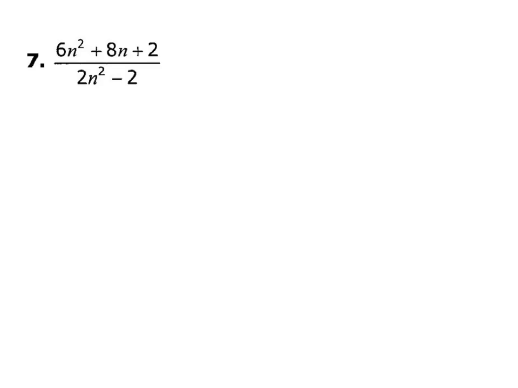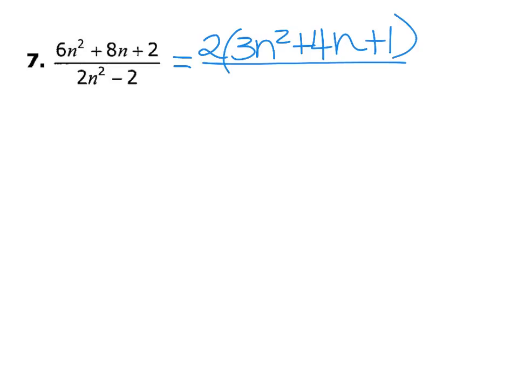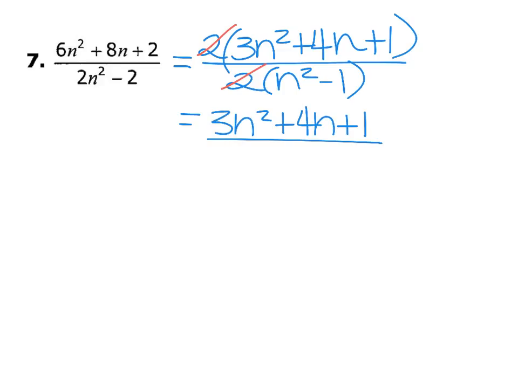All right, number 7. So number 7, the first thing we want to do is take out a GCF. So both our numerator and denominator have 2 in common. We can take out a 2. So if we take out 2 on top, we're left with 3n squared plus 4n plus 1. And on the bottom, take out a 2 and you're left with n squared minus 1. All right, so our 2's are going to cancel out and we're going to be left with 3n squared plus 4n plus 1 over n squared minus 1.